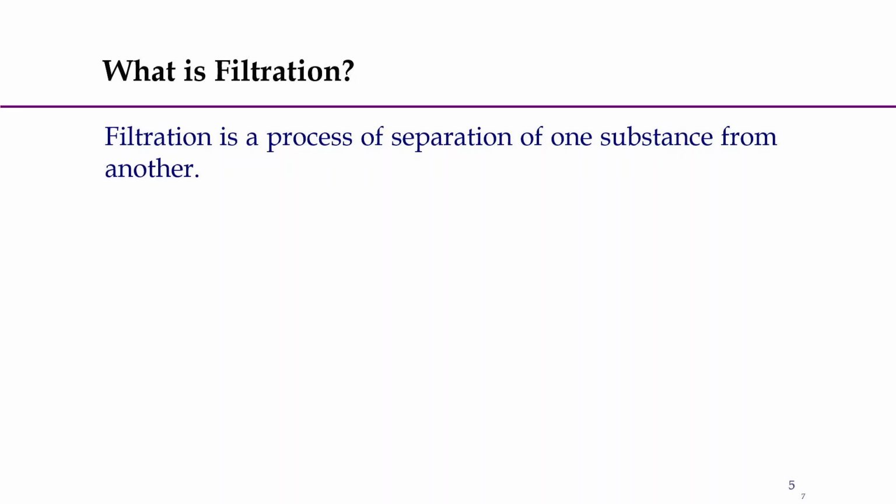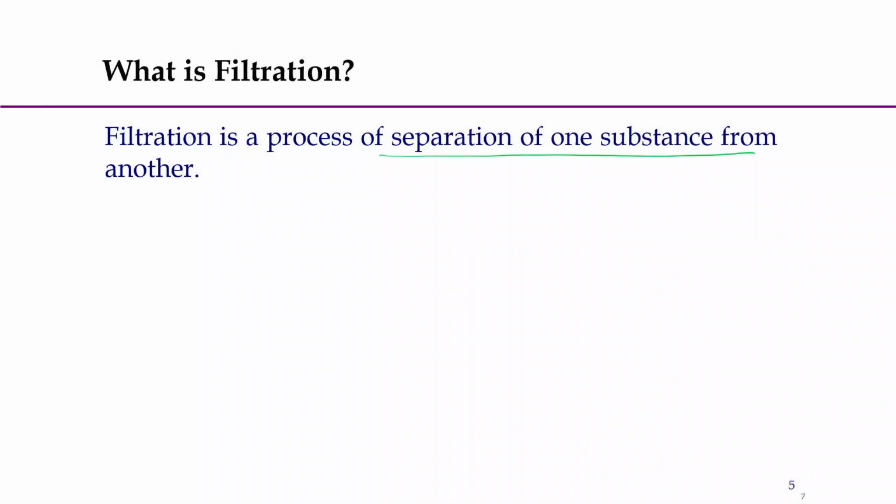So, what is filtration then? Filtration is a process of separating one substance from another substance. The one substance will be the solid particle or maybe any other particle, and the next substance will be a fluid, that may be liquid or maybe air or gas. So, separating one substance from another substance is the overall concept of filtration.